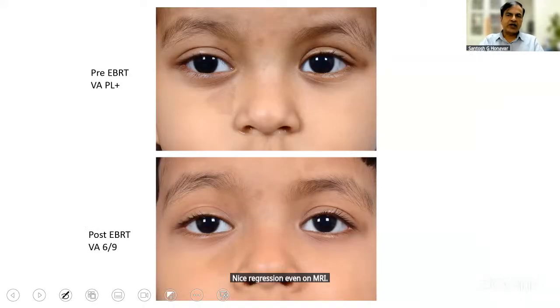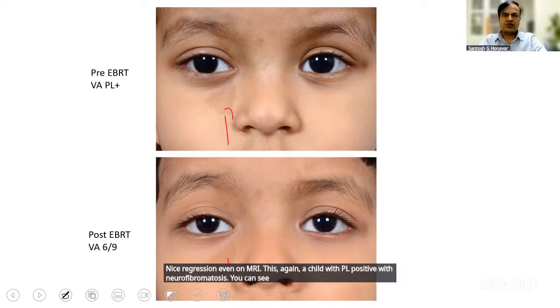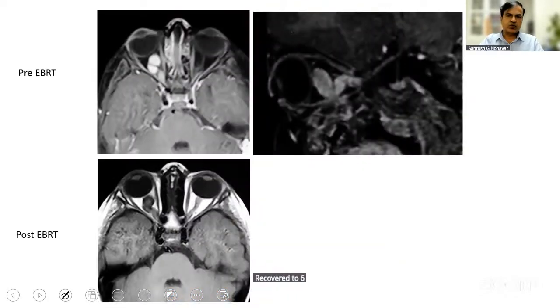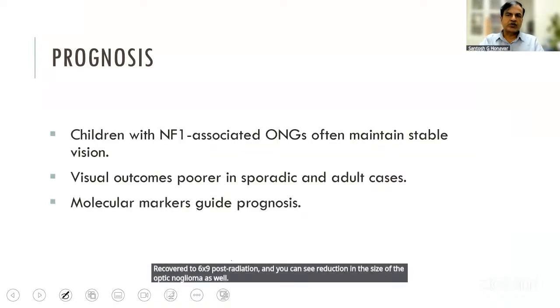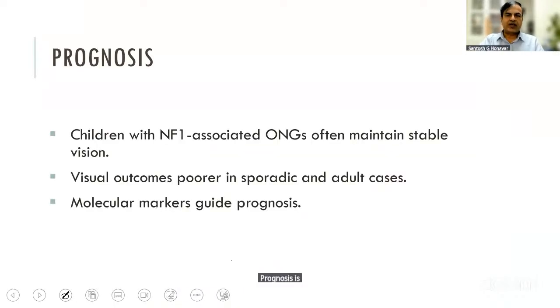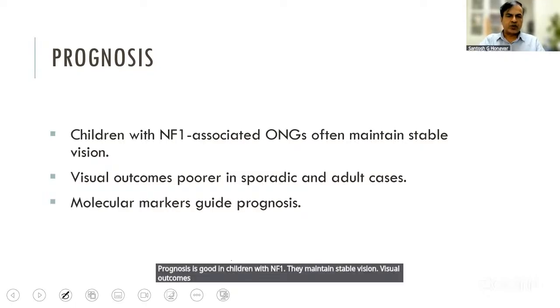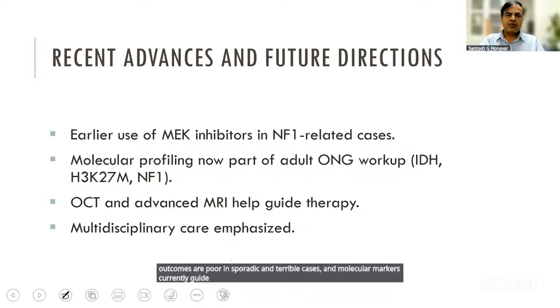This is again a child, PL positive, with neurofibromatosis. You can see signs of NF here, recovered to 6 by 9 post radiation, and you can see reduction in the size of the optic nerve glioma as well. Prognosis is good in children with NF1. They maintain stable vision. Visual outcomes are poor in sporadic and adult cases, and molecular markers currently guide the prognosis.